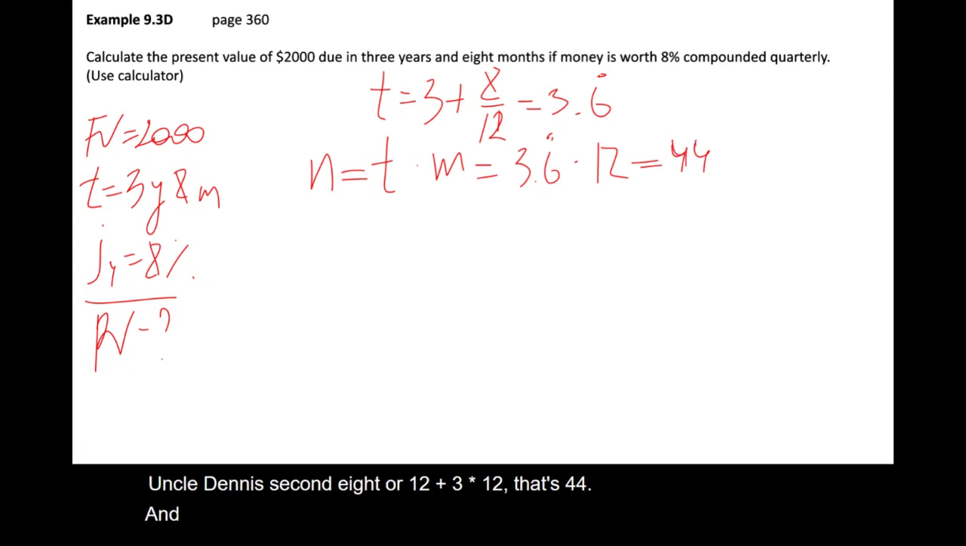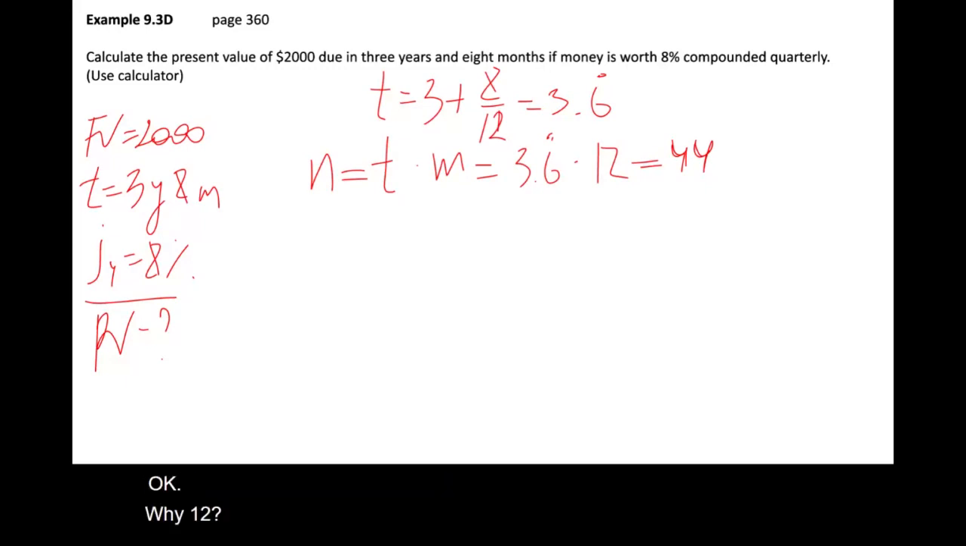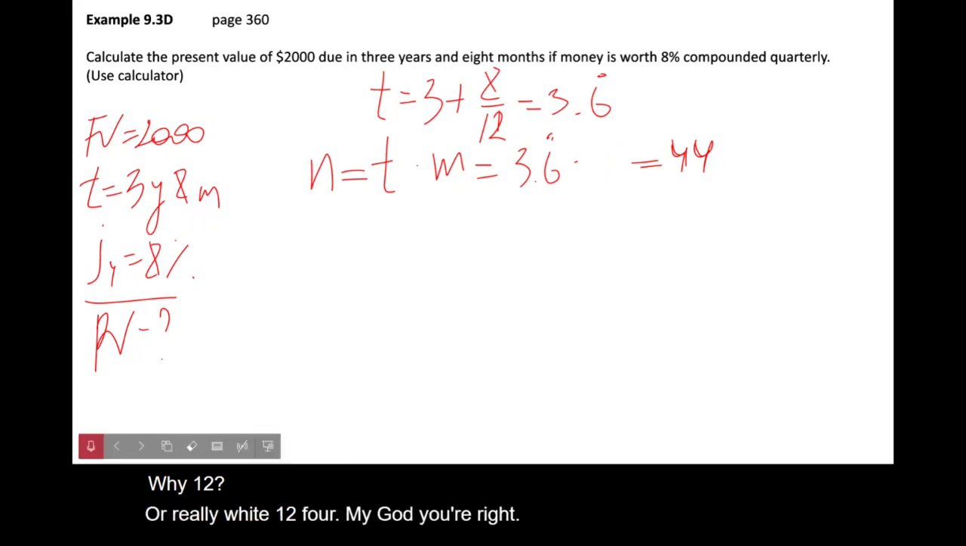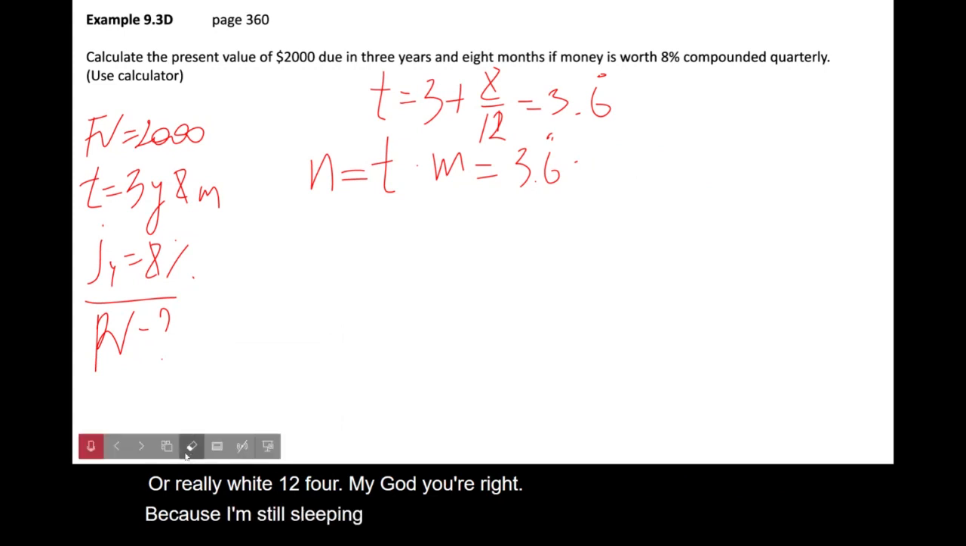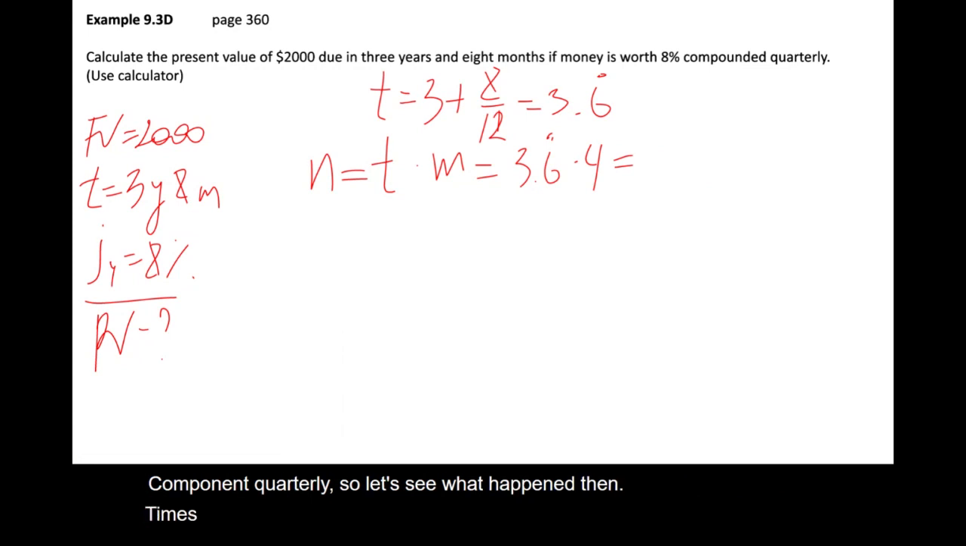And again, if you change time, you will never ever get 44. Okay, why 12? Oh really, why 12? M is 4, my god, you're right, because I'm still sleeping probably. Compounded quarterly, so let's see what happened then. Times 4, then it is 14.6 in period. That's what happened.